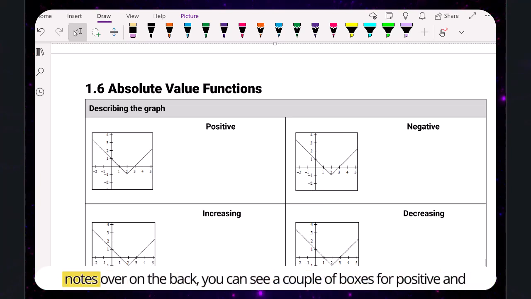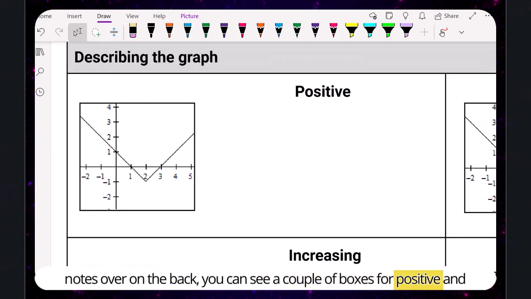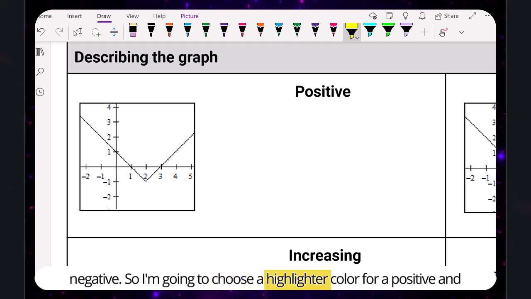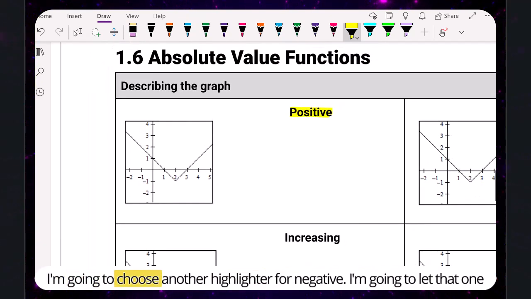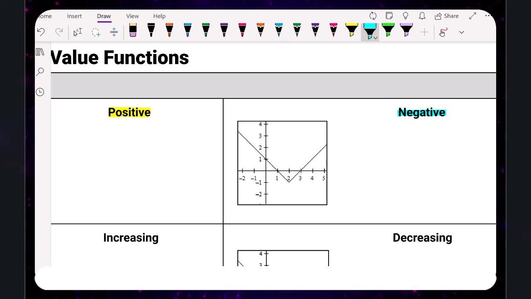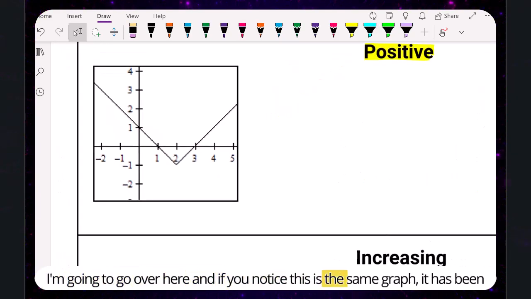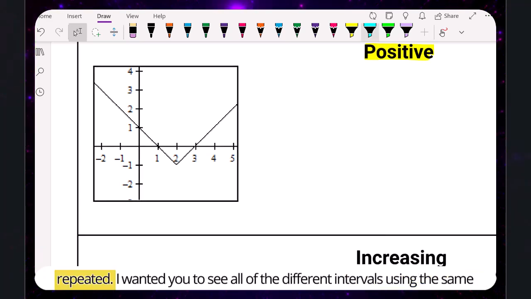If you flip your notes over on the back, you can see a couple of boxes for positive and negative. So I'm going to choose a highlighter color for a positive, and I'm going to choose another highlighter for negative. I'm going to let that one be blue. I'm going to go over here, and if you notice, this is the same graph. It has been repeated. I wanted you to see all of the different intervals using the same graph.